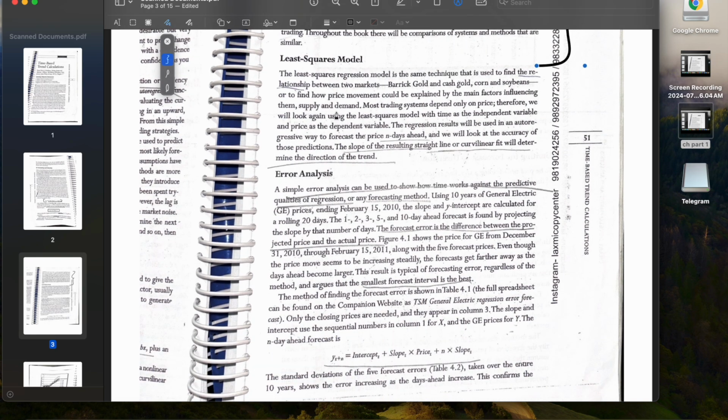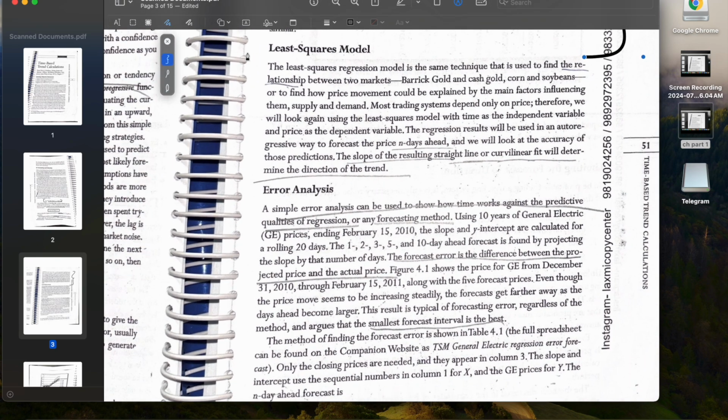Alright. Now let's go to another statistical method, which is the least squares model. Until now we saw what an autoregressive model is, and by autoregressive model what we understood was that the current price is given the most importance and we don't really care much about the future or the past, even though we are obviously using the past data in order to predict the price of the future. Now we have another method which is known as the least squares model. So what is a least squares regression model? It is again the same technique that is used to find the relationship between two markets.